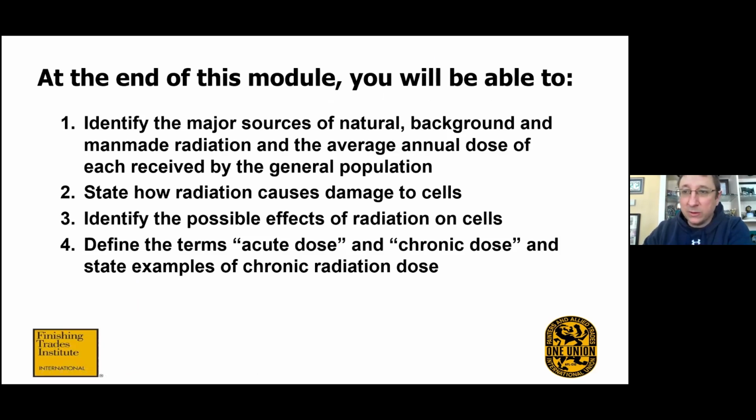Same as before, these learning objectives come right out of the Department of Energy's requirements. Going through this module, you'll be able to pass the RAD Worker 1 and 2 biological effects of radiation test if you were ever to take it. At the end of this module, we'll be able to identify major sources of natural background and man-made radiation and the average annual dose of each received by the general population, state how radiation causes damage to cells, identify the possible effects of radiation on cells, define acute and chronic dose, and state examples of chronic radiation.